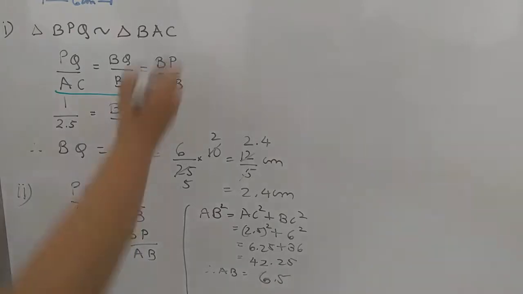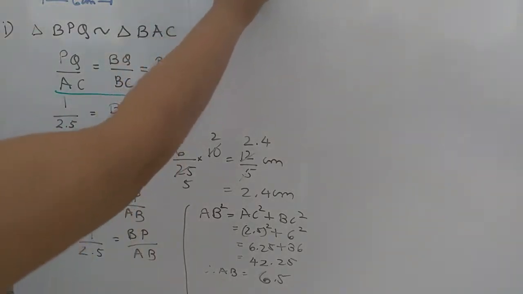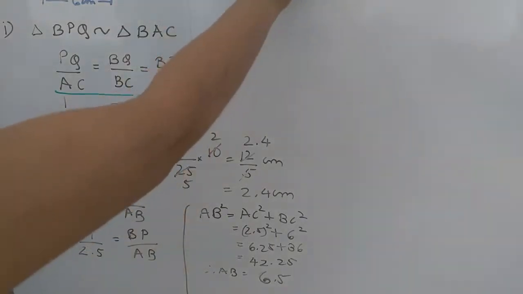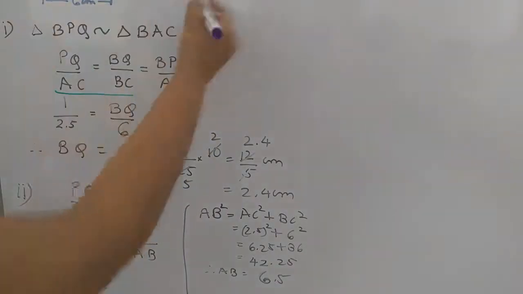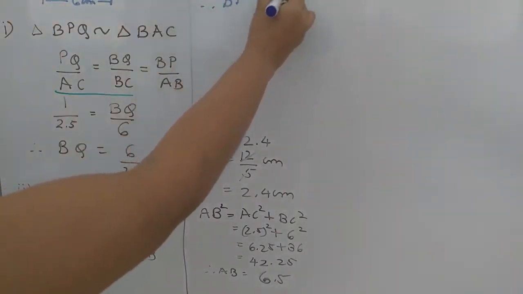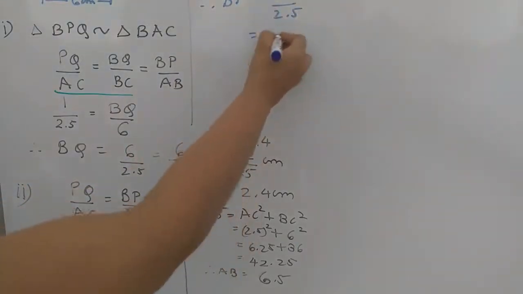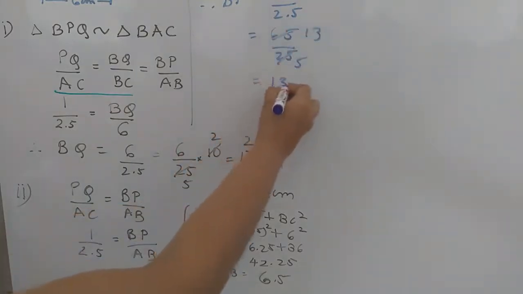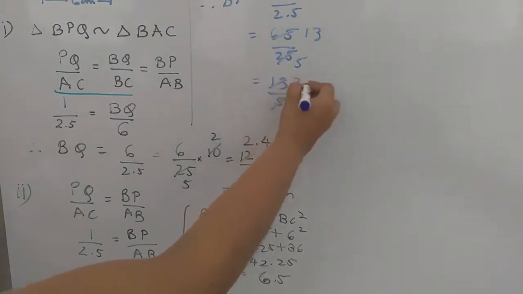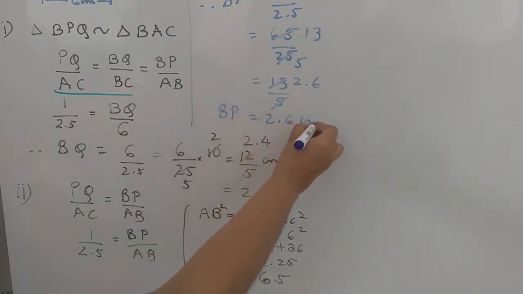Now we can substitute this value. So I write it here. What I get is 1 by 2.5 as it is. BP we don't know, but AB is 6.5 using the Pythagoras theorem. So BP is equal to 6.5 upon 2.5. Now removing the decimal point, we can write 65 upon 25 and that will be 13 by 5, and calculating we get 2.6. So BP value is equal to 2.6 centimeters.